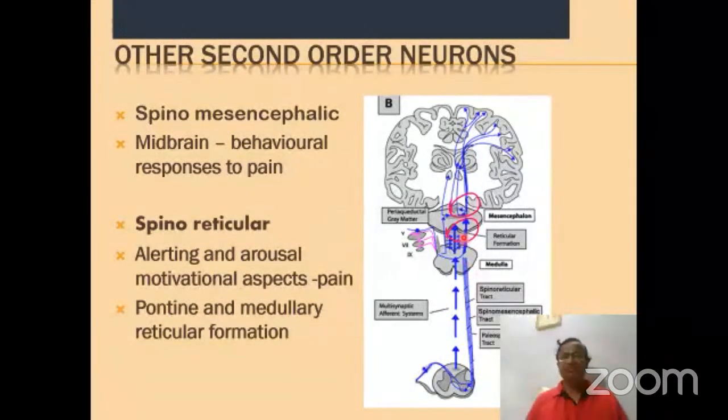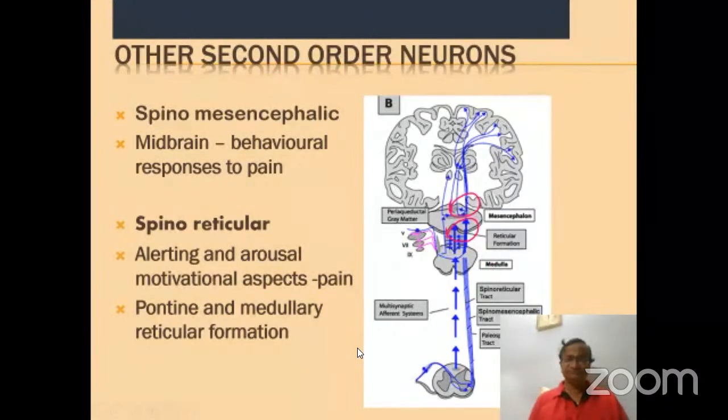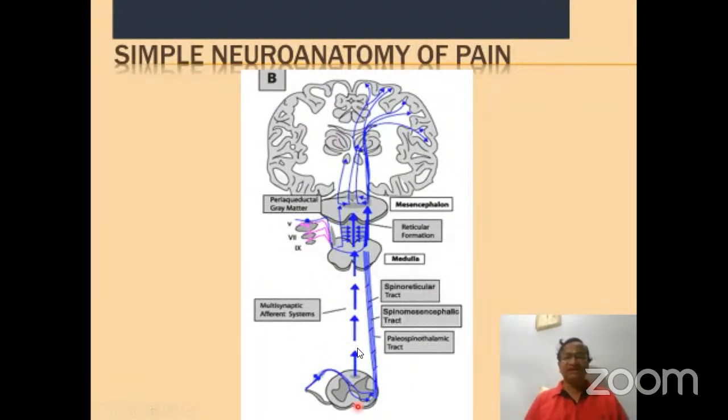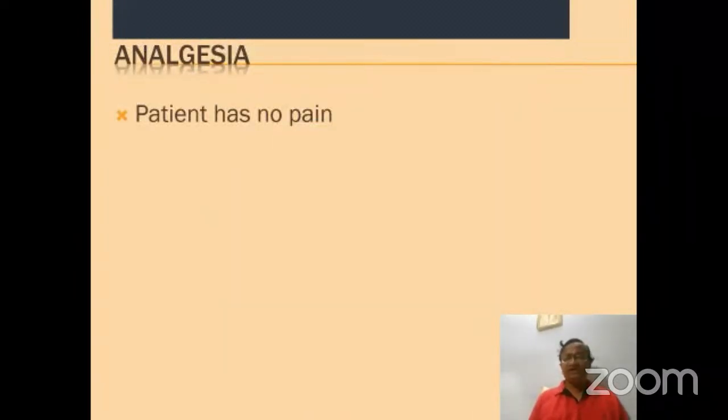Sometimes we can have the spino-mesencephalic tract to the midbrain, for behavioral responses to pain. The spino-reticular system to the reticular formation handles motivational aspects. All these things are also there. So from the dorsal horn, first order neurons, lateral spinothalamic tract, thalamus, and the cortex. Also, we have the spino-reticular and spino-mesencephalic tracts. Again, this is the pathway of first order neurons, second order neurons, and third order neurons. This is the basic anatomy of pain.